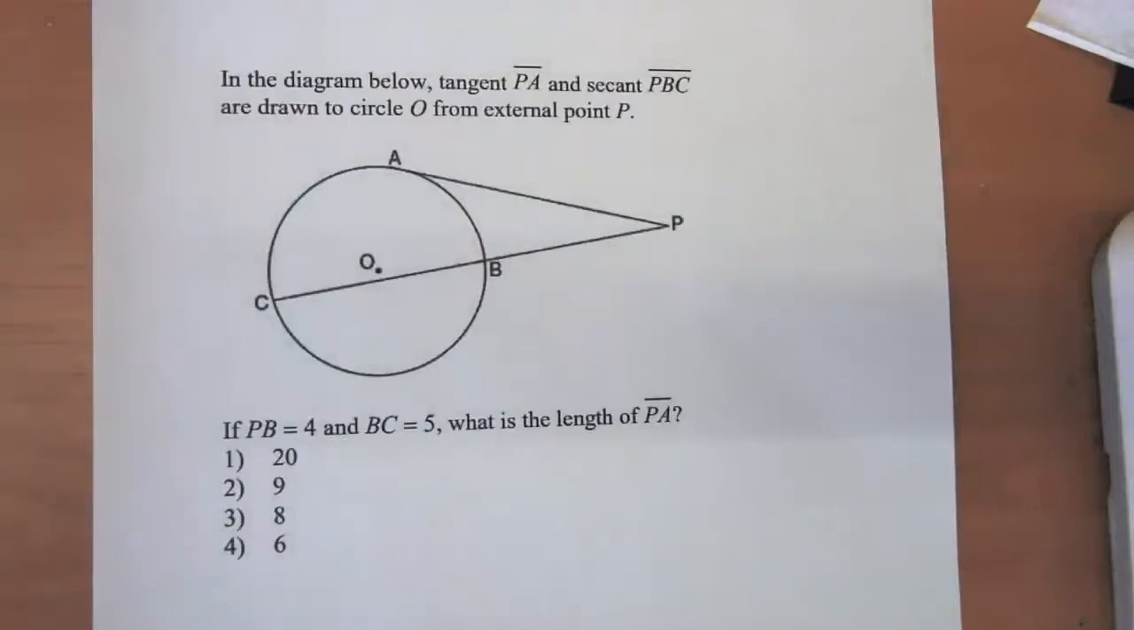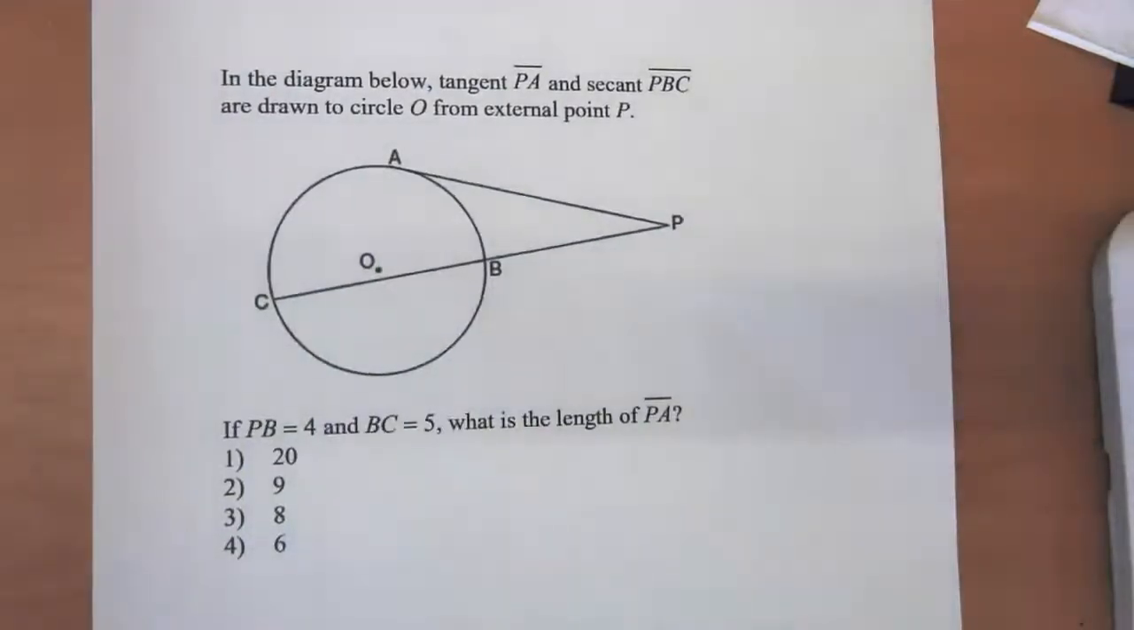So in the diagram below, tangent PA and secant PBC are drawn to circle O from external point P. So we've got P, and we've got O as the center of our circle. O doesn't really play into the problem. If PB is equal to 4 and BC is equal to 5, what is the length of PA? And it's a multiple choice problem. So pause the video and give this a shot, and then see if you can follow along with me.